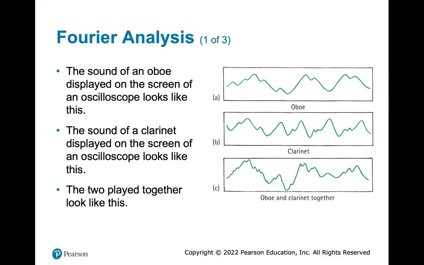The Fourier analysis is a tool that allows us to take a repetitive signal, such as a musical tone, or it can be something like a square wave or a triangular wave or a sawtooth wave, and discover the components that make up this particular wave.